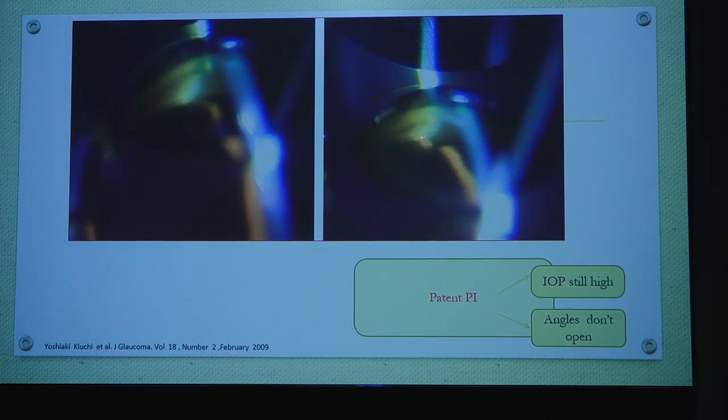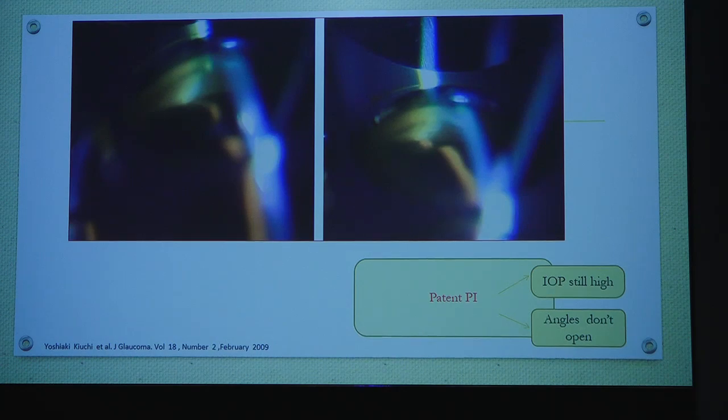This is the structure which a person should be highlighting while doing a gonioscopy. But it's very easy to overlook those changes, because this is the double hump pattern. Your scenario is going to be a patent PI, IOP still on the higher side, or angles not opening. That's why it's always said that after performing a peripheral iridotomy, please go ahead and do a repeat gonioscopy.